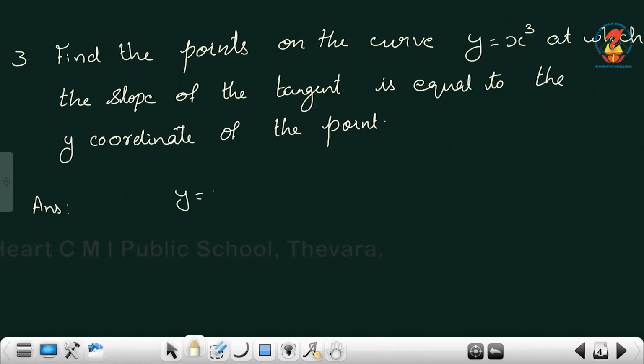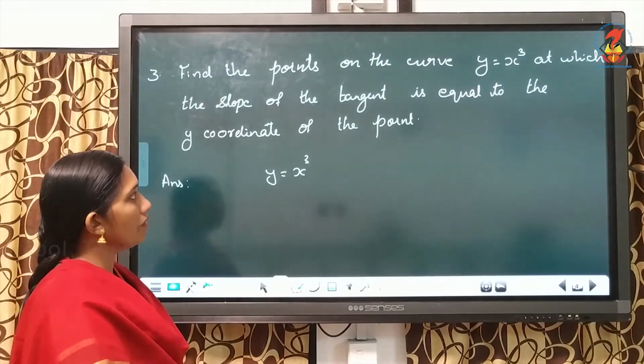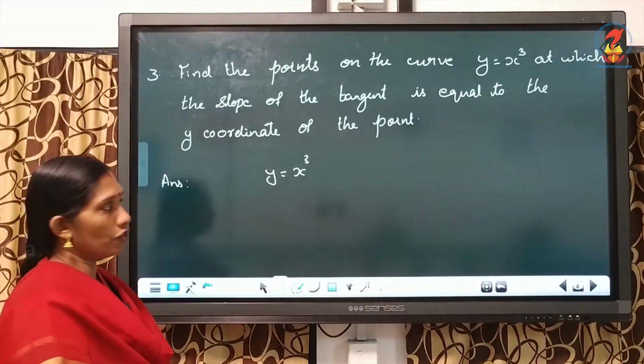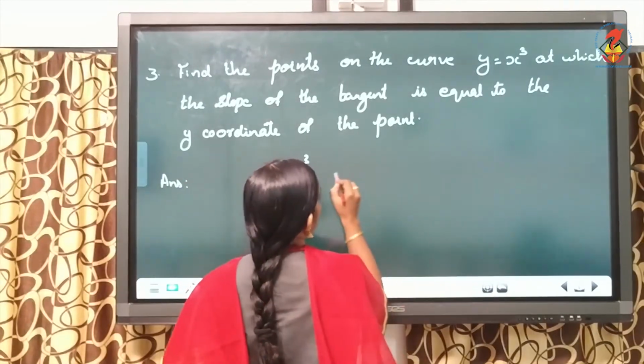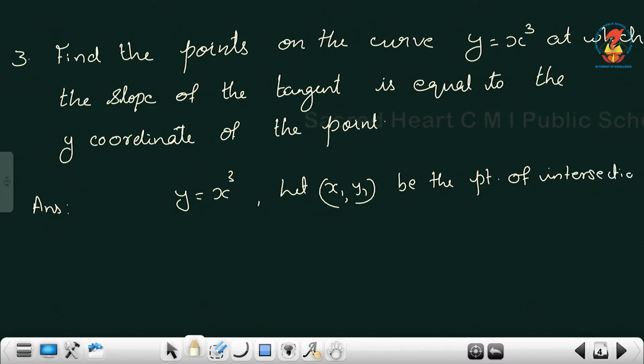So, y equal to x cube is the equation of the curve. From this we can find the slope of the tangent to the curve. The point is not given; that point only we have to find. So let x1, y1 be the point of intersection or point of contact of the curve and the tangent.